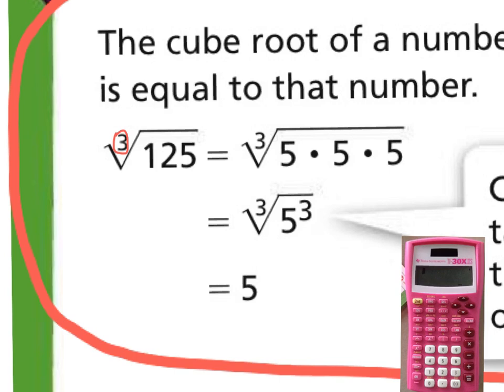So to get the cube root of 125, we're thinking of 3 factors. They have to all be the same that we multiply together to get 125. And that ends up being 5. 5 times 5 times 5 equals 125.